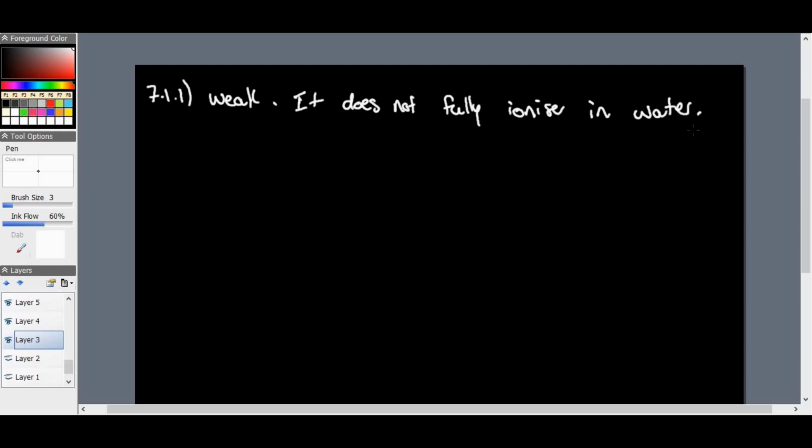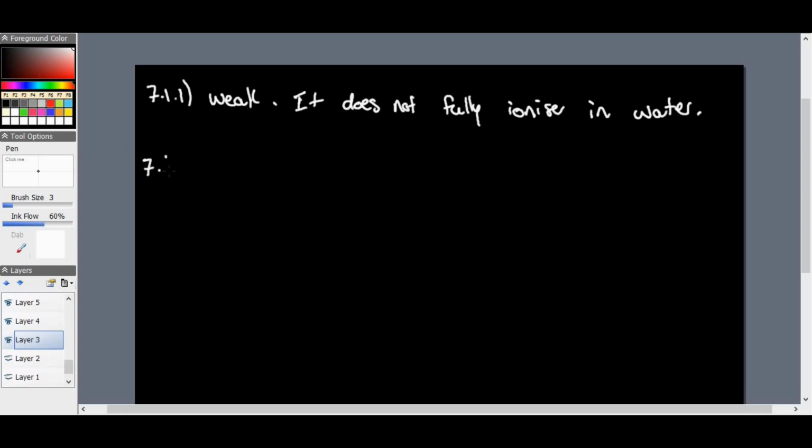There is another option that someone else could have put. It says that it dissociates incompletely in water. Or you could have said it does not completely ionize in water, using completely instead of fully. But basically, they're both saying the same thing, that it does not fully ionize in water. That's why it is a weak acid.